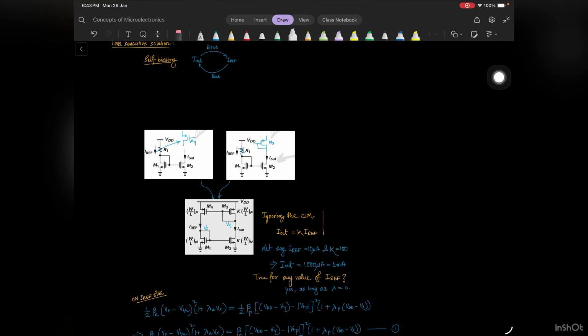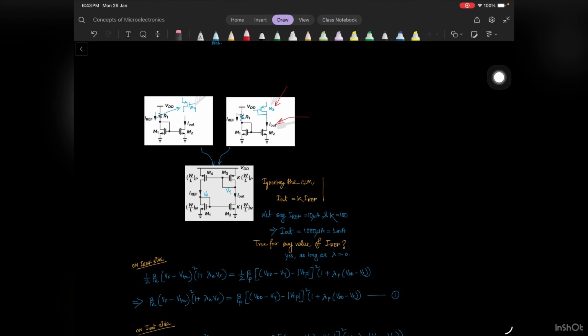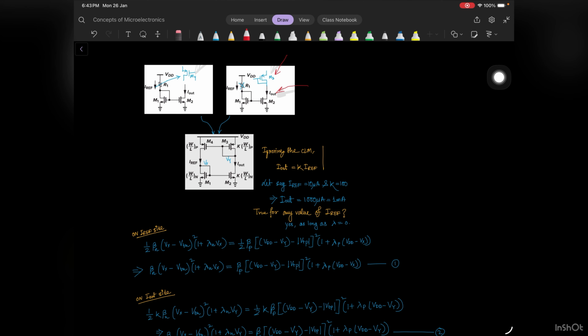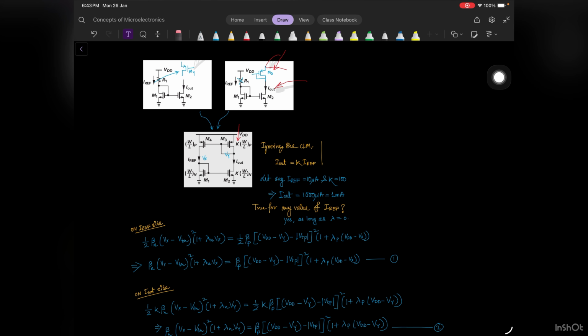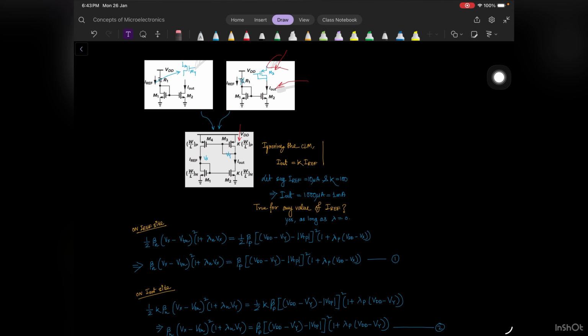So here you can see this is the I out current. Okay, so this is I out. So this M3 is used to generate the VSG for M4. So ideally what is happening here, if you ignore the channel length modulation, and we have a factor K over here, then definitely the current I out is basically equal to K times IREF.